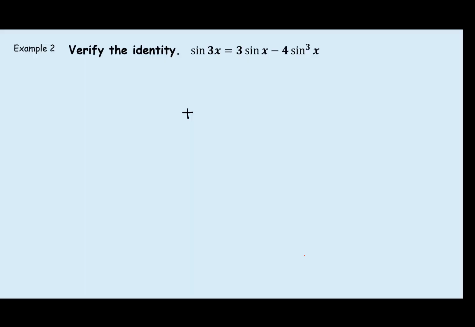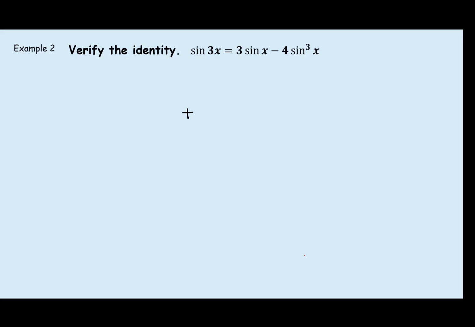Okay, we want to verify the identity. Sine 3x is equal to 3 sine x minus 4 sine cubed x. Since we were just doing the double angle formulas and the sum formulas for sine, and we can see that we want all sines on the right side. We want just sines everywhere. We will just use the sum formula for sine.